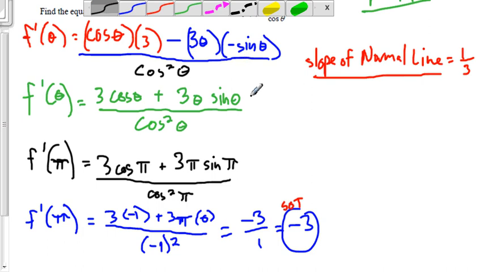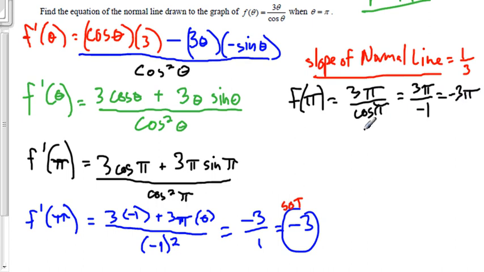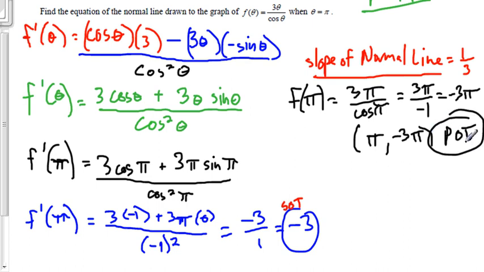Let's find the point of tangency by substituting pi back into the original function. So I'm going to get 3 pi all over cosine of pi, which we said is negative 1, so 3 pi over negative 1, which is negative 3 pi. So (pi, negative 3 pi) is the point of tangency. I know we're not trying to find the tangent line, but that's where they intersect. So there's my point, and up here is my slope.